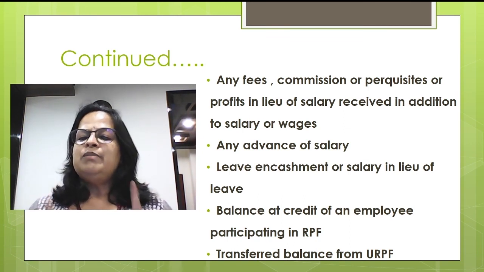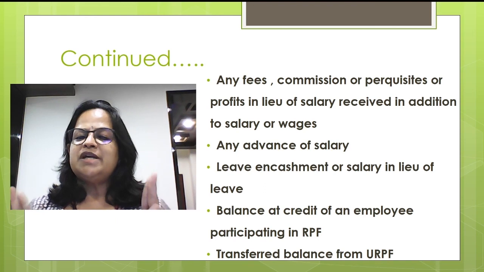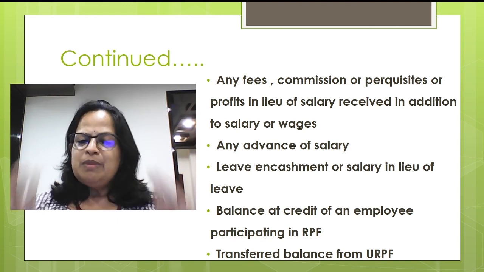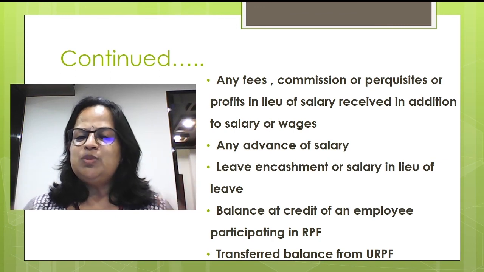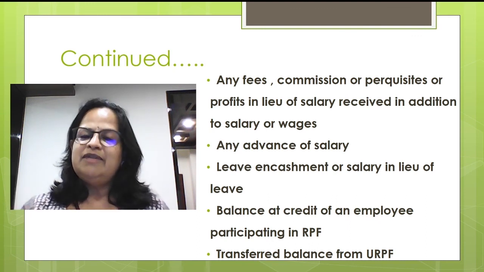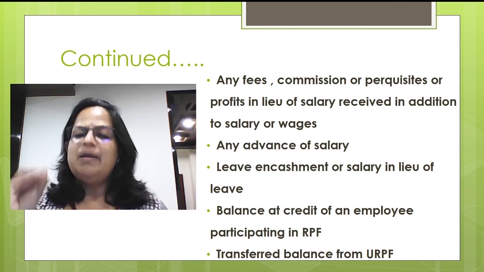This is very, very important for 2 marks. What do you mean by transferred balance? Most of the students will get the wrong answer. So you have to remember that transferred balance means the balance transferred from unrecognized provident fund to recognized provident fund when they get the income tax commissioner's approval.